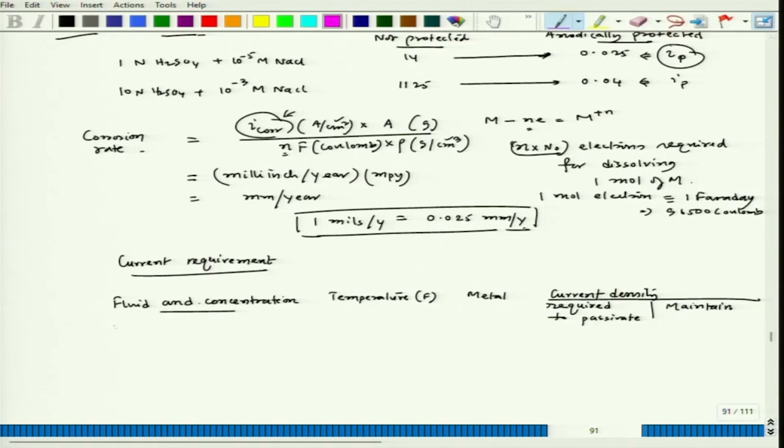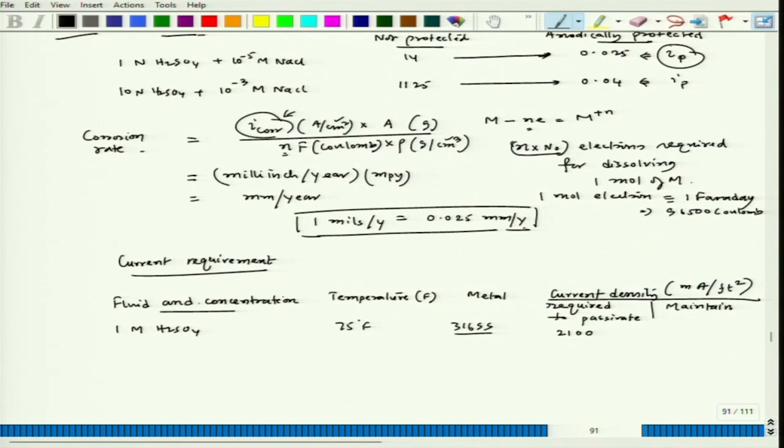Now, if we talk about a couple of examples, let's consider 1 molar H2SO4, temperature around 75 degrees Fahrenheit. Metal is 316 SS, so that means it contains molybdenum along with chromium and nickel. To passivate, we need around 2100, and here the current density is mentioned in terms of milliampere per feet square. Okay, you can convert in terms of microampere per meter square or ampere per centimeter square.